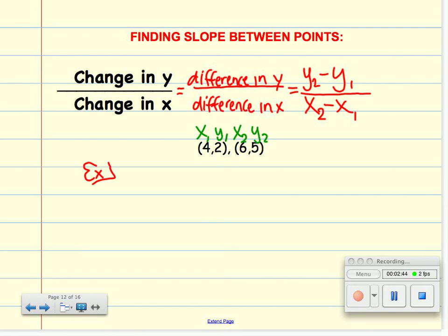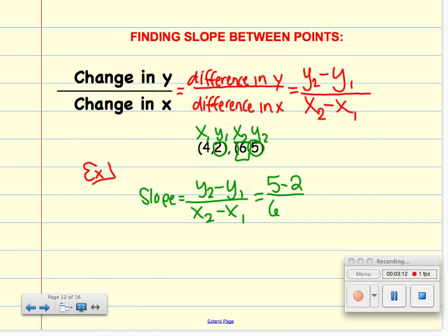So if I find my slope, it is equal to my change in y. How did y change? Well, let me take my second y, subtract my first, over my second x, subtract my first. So that would be 5 minus 2, my second y subtract the first y, all over 6, my second x, minus 4, which is my first x. This turns into 3 over 2, and I leave it like that. You always want to leave slope improper.